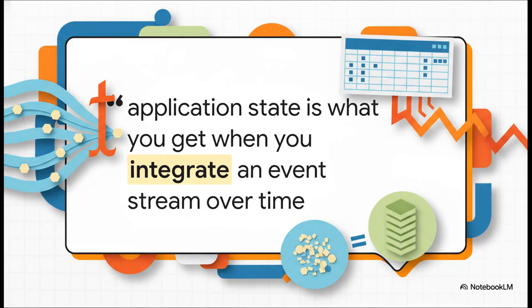Now, there's this really fascinating mathematical analogy that perfectly explains the relationship between data streams and databases. Think back to calculus for a second. Application state, like a standard table on a database, is basically what you get when you integrate an event stream over time. And on the flip side, a change stream is the derivative of that state by time. So what does this actually mean? It shows us that a change log isn't just some random byproduct. It is the literal evolution of state over time. Mutable state and an append-only log of immutable events are really just two sides of the exact same coin.